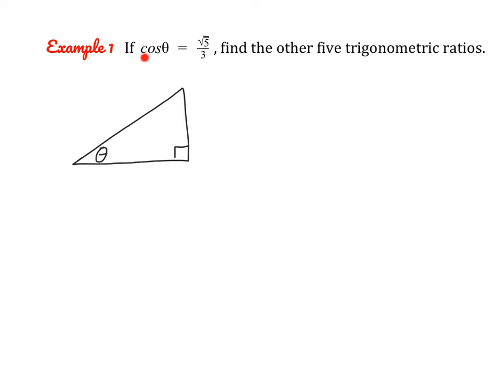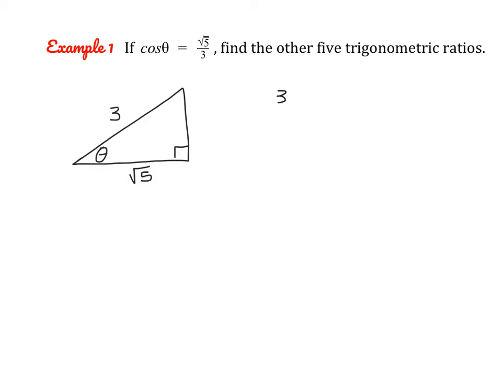If we're told that the cosine of theta is root 5 over 3, that means the length of the adjacent side is root 5, and the length of the hypotenuse is 3. Before I start finding the other 5 trigonometric ratios, we're going to need to find that missing length, and we can do that with the Pythagorean theorem.